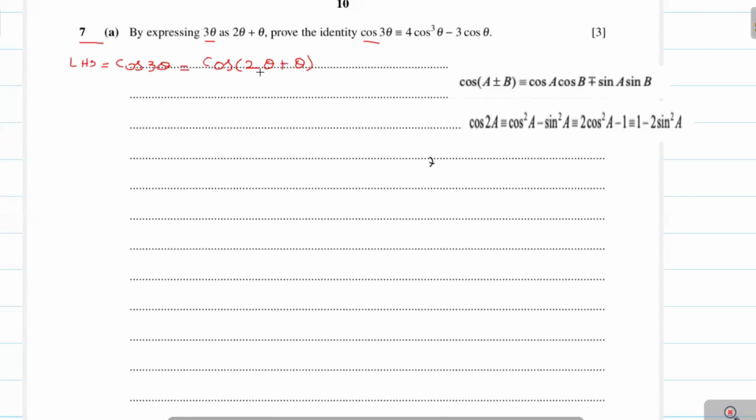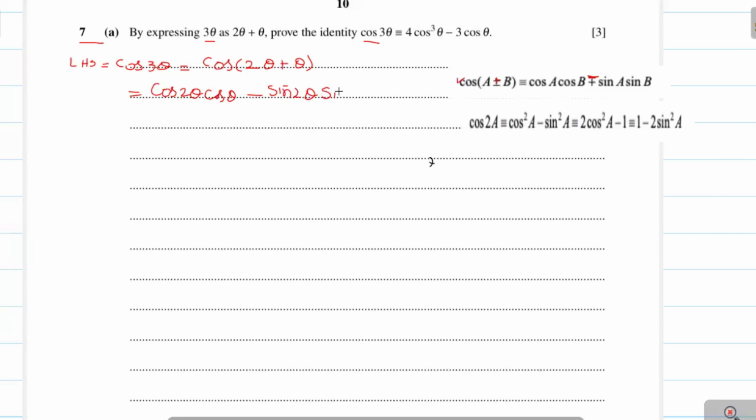And this cos(2θ + θ), we can simplify by using the formula. From the formula sheet, you see here cos(A + B) equals cos A cos B minus sin A sin B. Therefore, we can write cos(2θ + θ) equals cos 2θ cos θ minus sin 2θ sin θ.